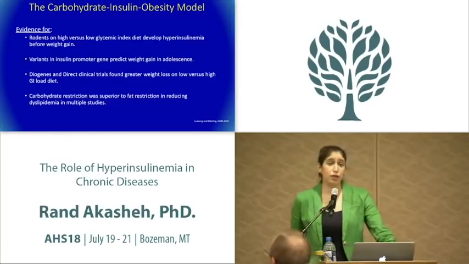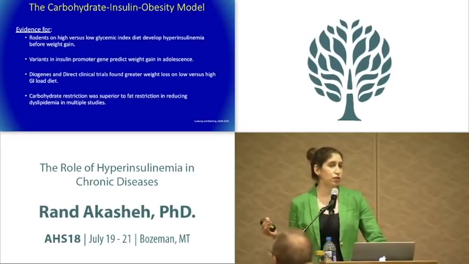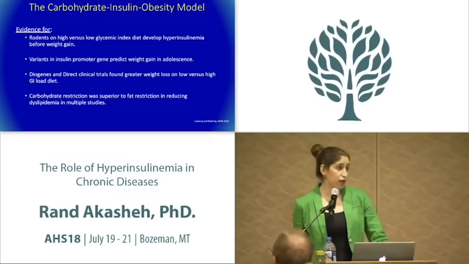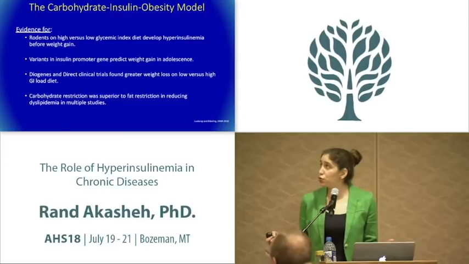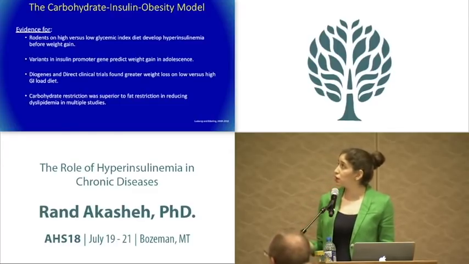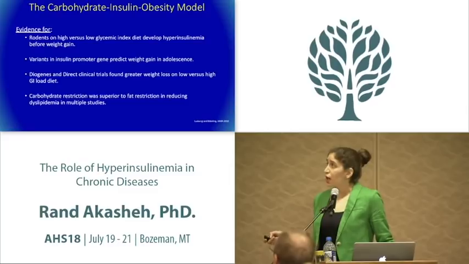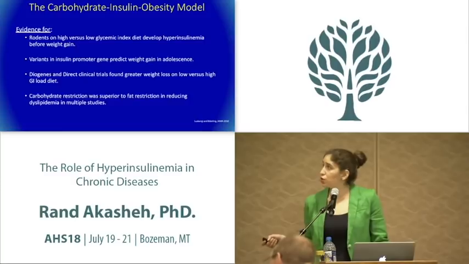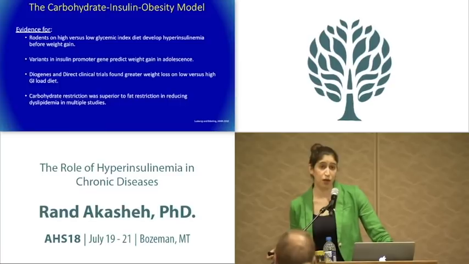Also, people who have certain variants in their insulin receptor promoters that would typically lead to increased insulin secretion are more prone to obesity during adolescence, so early in life. There are also two trials, the Diogenes and the Direct clinical trials, which found greater weight loss on low versus high glycemic load diets. And we also have that carbohydrate restriction was superior to fat restriction in reducing dyslipidemia in multiple studies, especially hypertriglyceridemia.